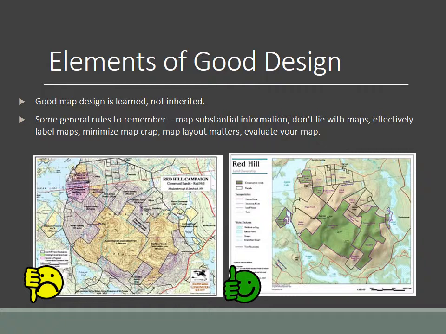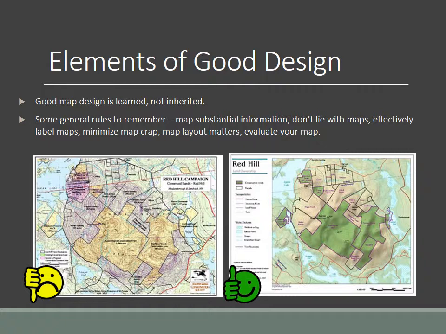Effectively label maps. Clear, detailed, and thorough labeling should be used to defeat graphical distortion and ambiguity. Minimize map crap. Keep your design clean, remove redundant data, and don't show anything that isn't relevant.